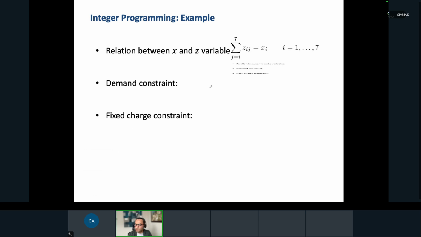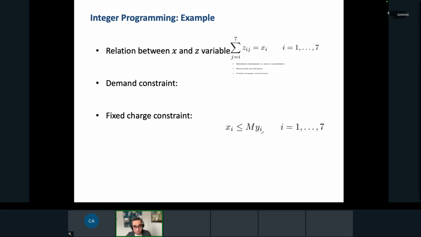Now we have the fixed charge constraint. Again, that's the same. If you remember the problem that we had for shared short and pans, we wanted to make sure that if the machine is there, then we could produce the product. Okay, we are doing the same here.